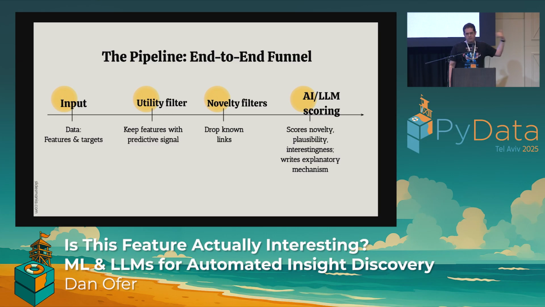Filter it by utility, which basically means keep features with a predictive signal. Novelty, drop the stuff we know already. And AI LLM, get the explanations and also some fun re-ranking.